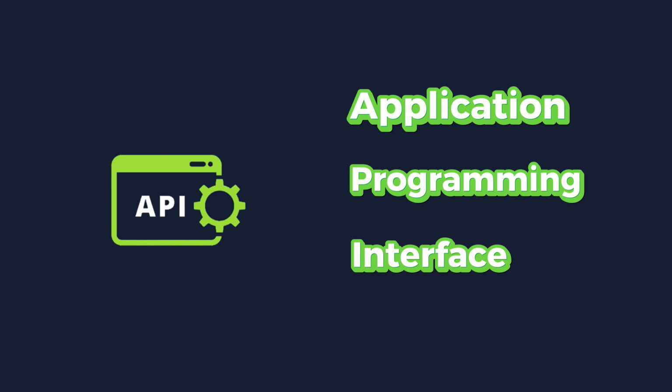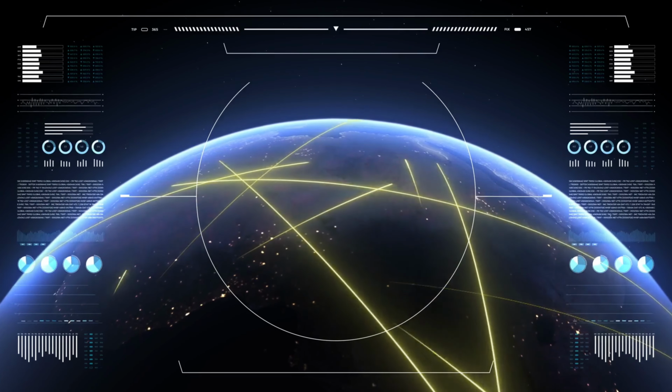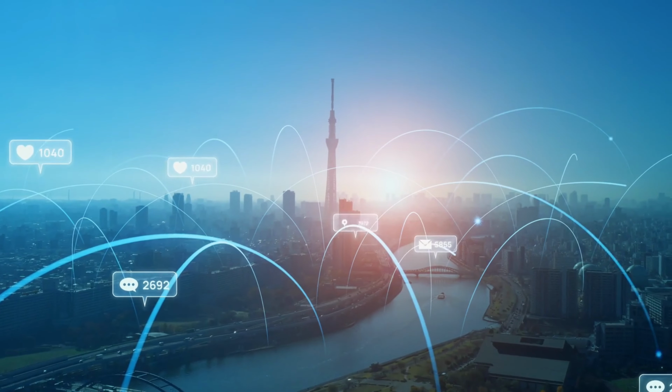An API, short for Application Programming Interface, is a set of rules that helps different software systems or apps interact and exchange information. Let's consider a real-life example to understand APIs better.